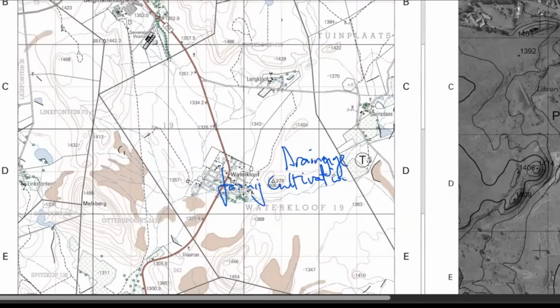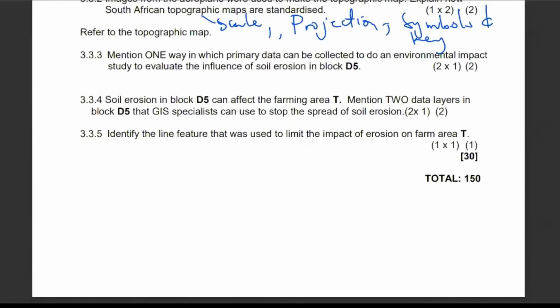And also, if we check that particular block, I think those two data layers can be effective, and also the data layer on topography, the steepness of the area. Remember, soil erosion is also influenced by the topography of the area. So if we check those data layers, they can effectively help in finding solutions to limit the spread of soil erosion.